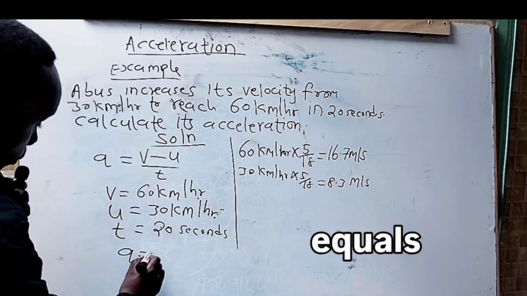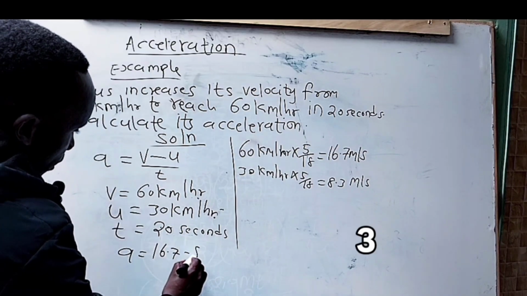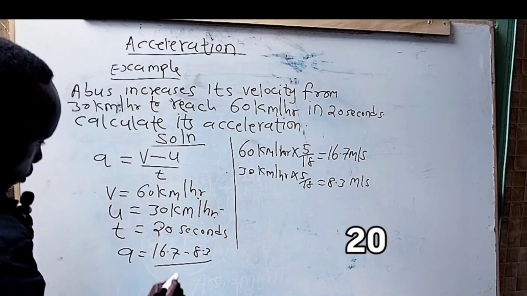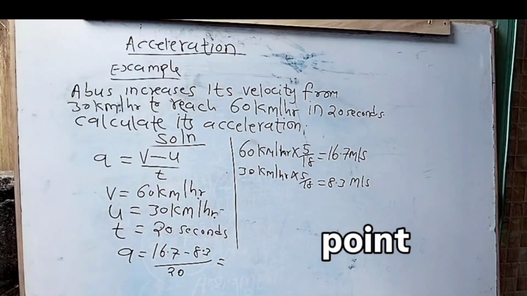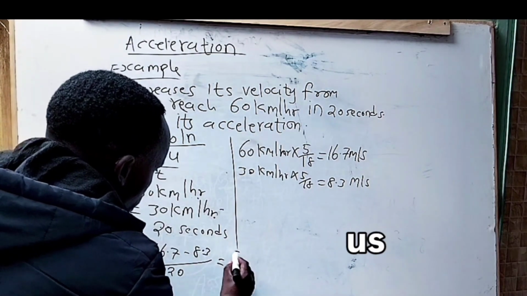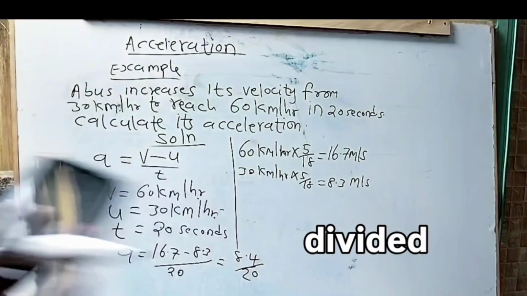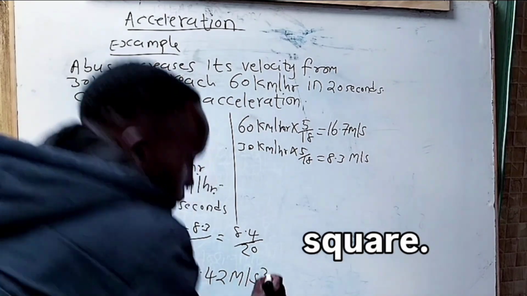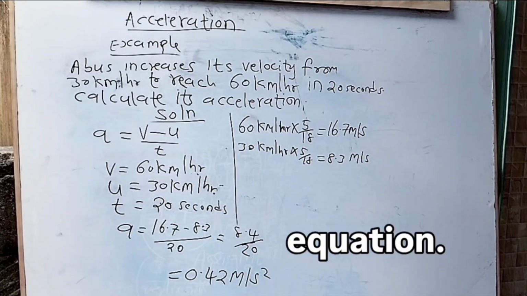So acceleration is equal to 16.7 minus 8.3 divided by time, which is 20 seconds. What do we get? 16.7 minus 8.3 will give us 8.4, divided by 20. So 8.4 divided by 20, what is the answer? 0.42 meters per second squared. So that is how we find the acceleration in that example.